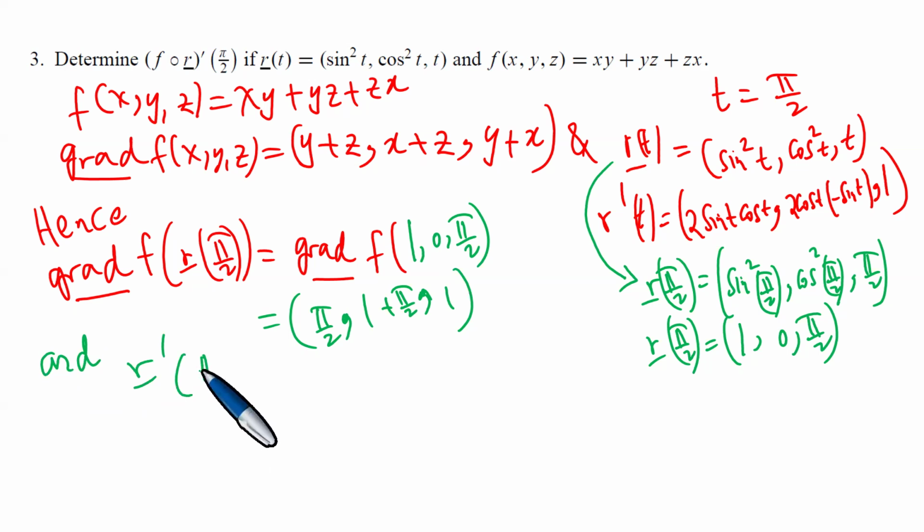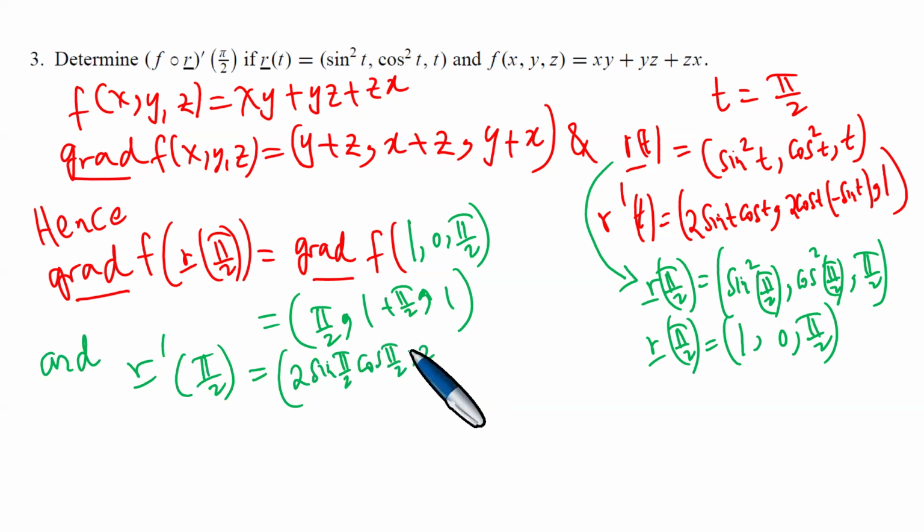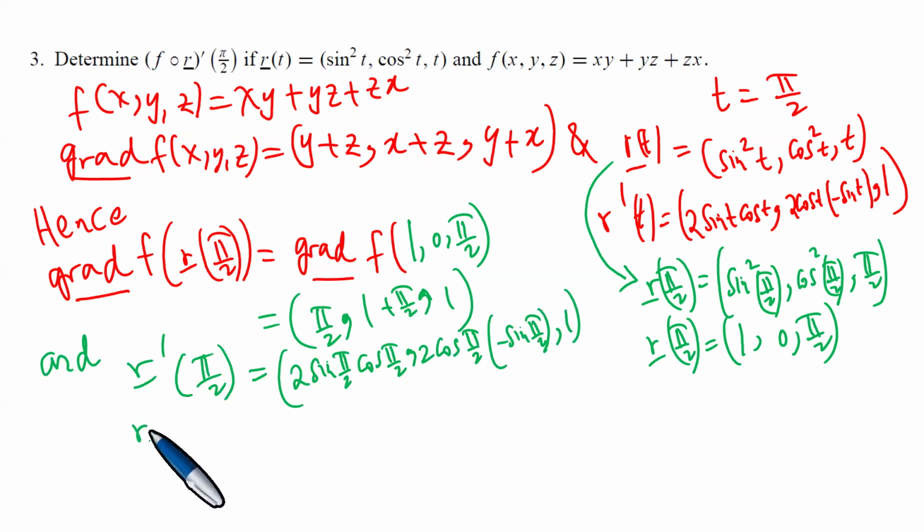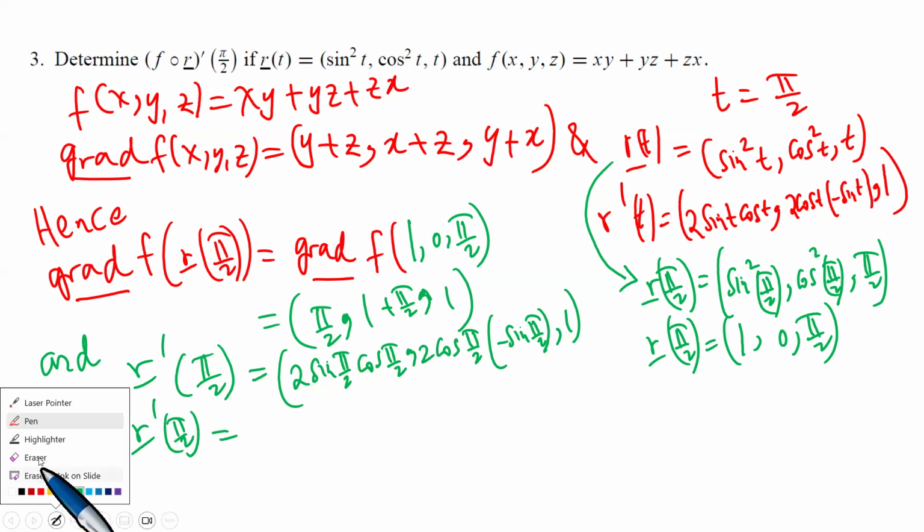Now with r primed, for instance, r primed is exactly this, but we need to find r primed at pi over 2 also. R primed at pi over 2 is exactly the sine of pi over 2, cosine pi over 2, and then 2 cosine pi over 2 minus the sine of pi over 2, 1. Meaning we have r primed of pi over 2, and it is as follows.